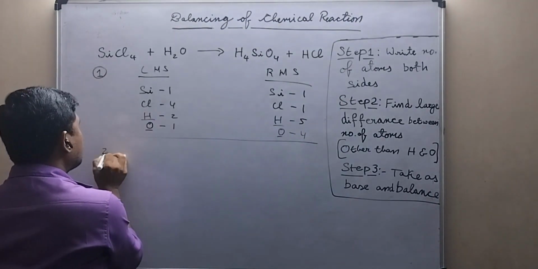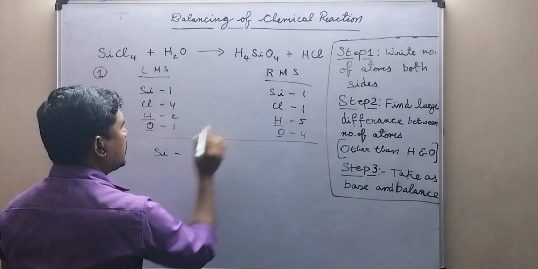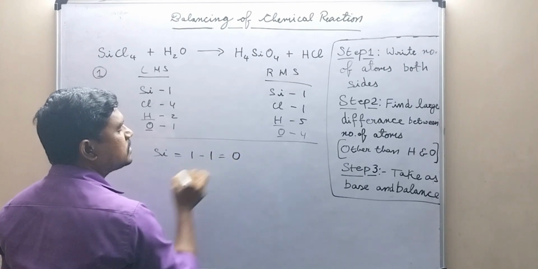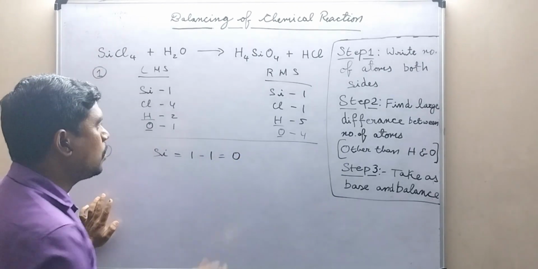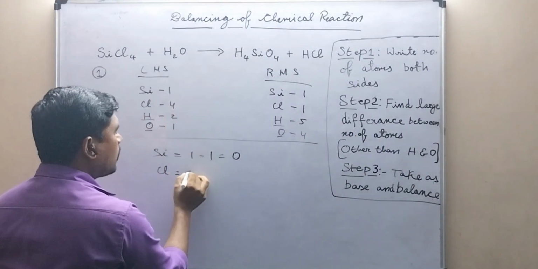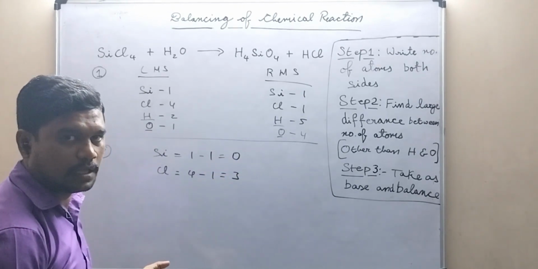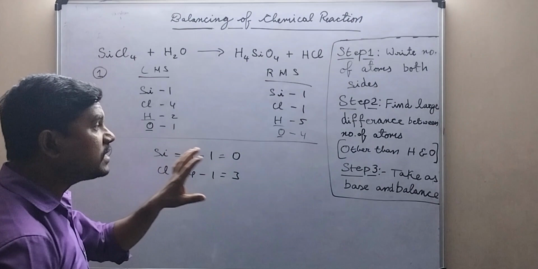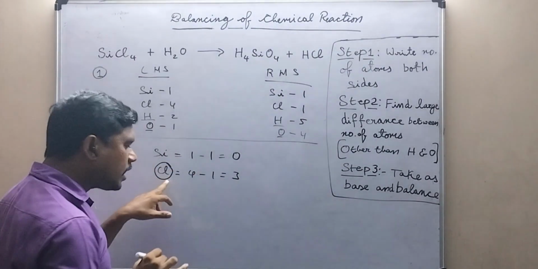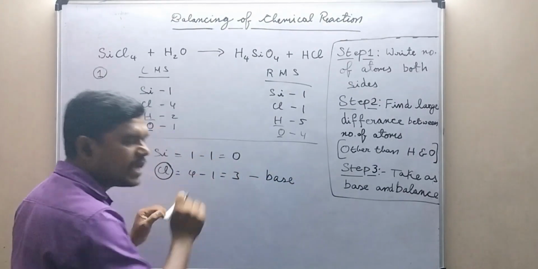First I will take the silicon. I have 1 atom here, 1 atom here, 1 on LHS, 1 on RHS. Its difference is 0. Next, chlorine. 4 on left hand side, 1 on right hand side. So the difference is 3. So here the maximum large difference between the atoms is chlorine. So take chlorine as your base.